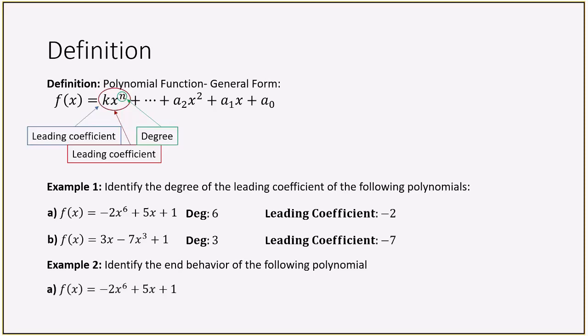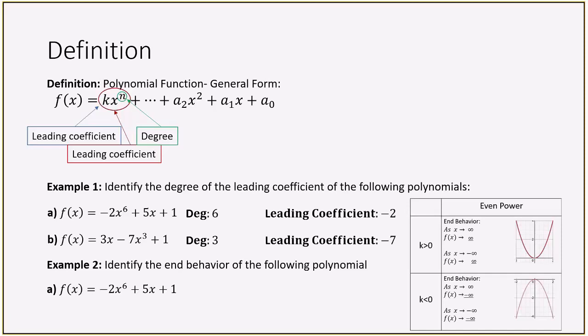So again, I'm pulling down part A of example 1. I want to identify the end behavior. I'm going to do that by looking at what my degree is and looking at the sign of my leading coefficient. We saw my degree is 6. We saw my leading coefficient is negative 2. So we have a negative even function. Looking at this chart I pulled over, bottom right, I have my end behavior for when k is less than 0 and it's an even power. So my end behavior will be as x goes to positive infinity, f of x goes to negative infinity, and as x goes to negative infinity, f of x also goes to negative infinity.